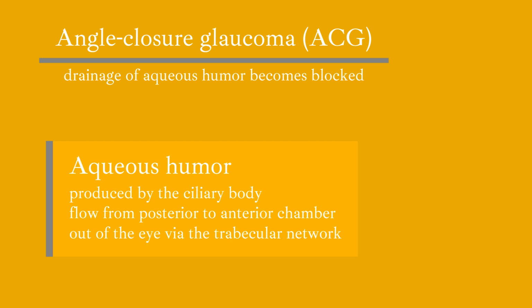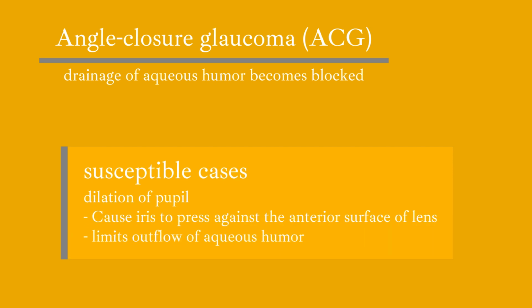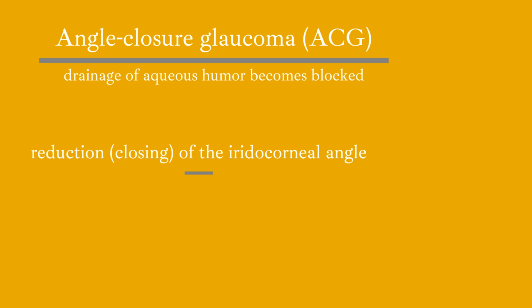In susceptible individuals, dilation of the pupil causes the iris to press against the anterior surface of the lens. This limits flow of aqueous humor through the pupil, causing the iris to bulge forward. The corresponding reduction, or closing, of the iridocorneal angle blocks drainage of aqueous humor through the trabecular meshwork.